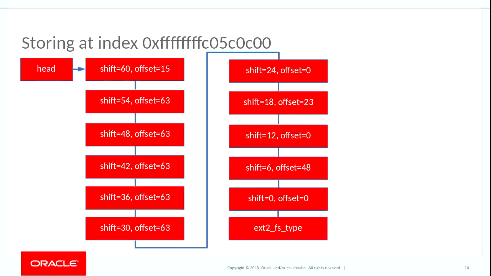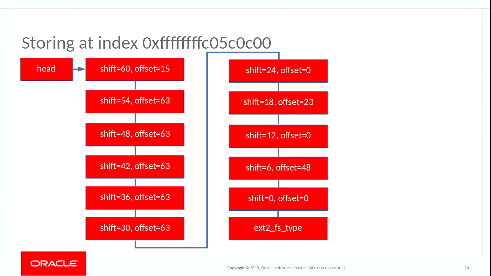Here's an example of storing a pointer at an index which is its own address, which is actually a fairly sensible thing to want to do. If you just want a list of all pointers, then instead of trying to invent somewhere to store it, you just store it at its own address, and then you can iterate over all of them, and you've got your list of pointers.